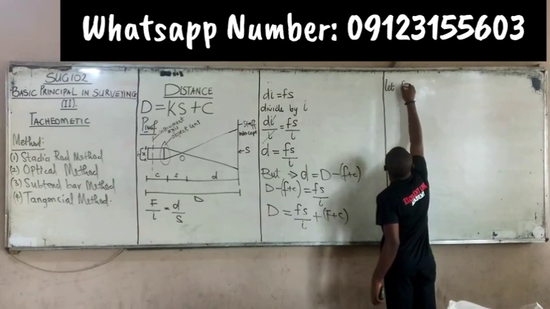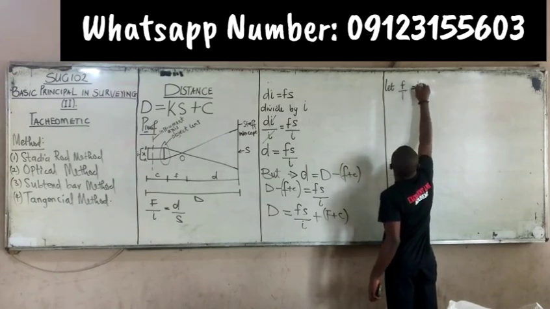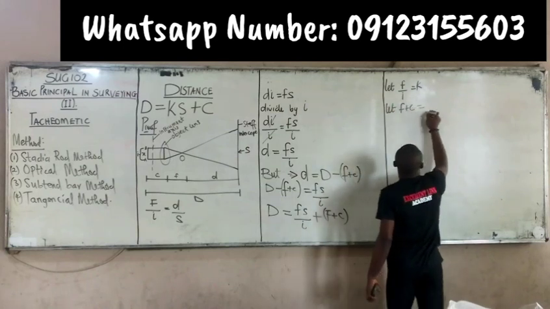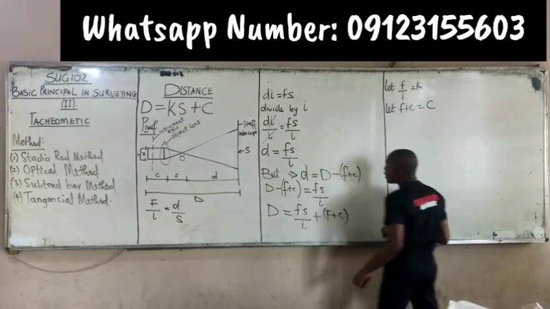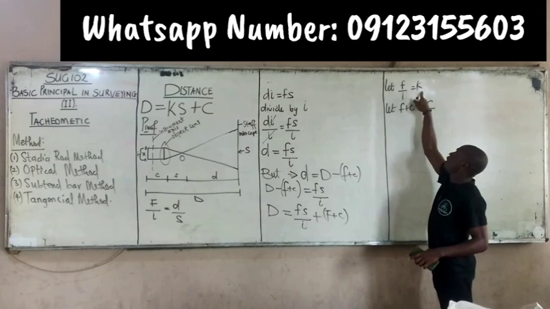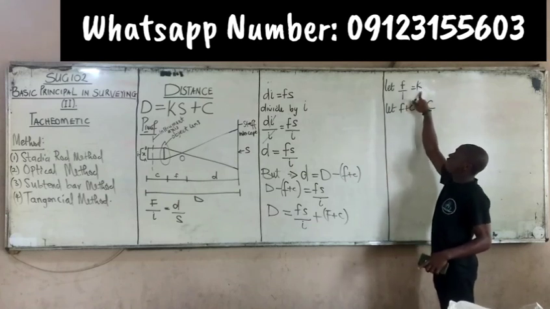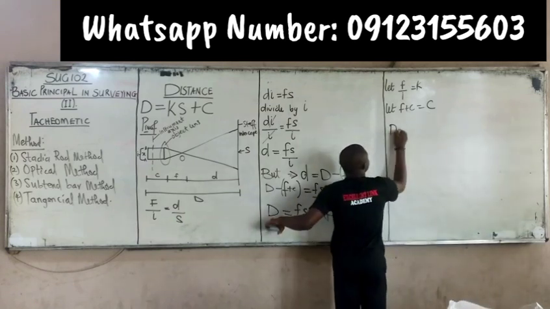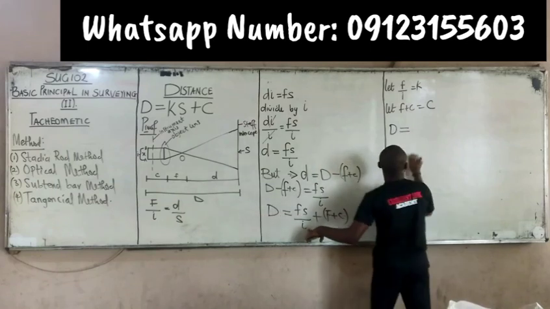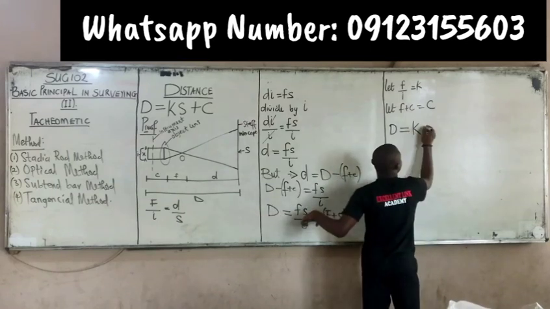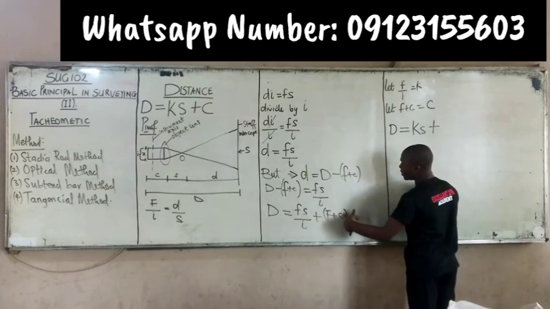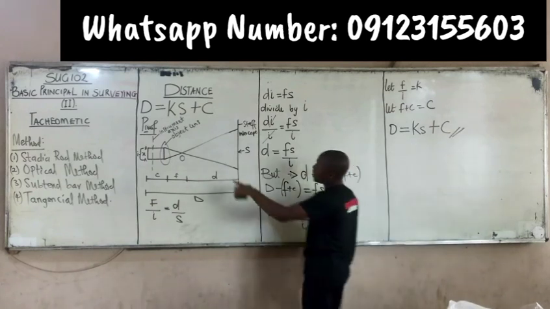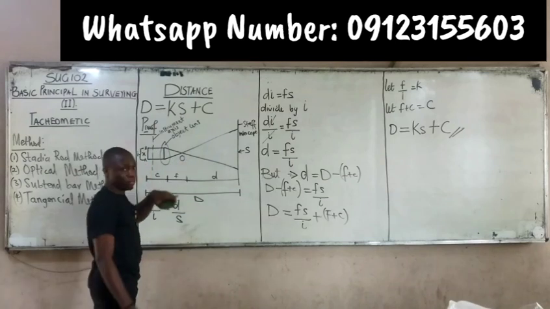So at this point, let F over I be equal to K, and also let F plus C be equal to C. So if I say F over I to be K, anywhere I see F over I, I'll put K. Anywhere I see F plus C, I'll put C. In that case, I'll have D is now equal to F over I, which is now K, times x, plus F plus C, which is now C. Here is the proving of how we got Ks plus C.